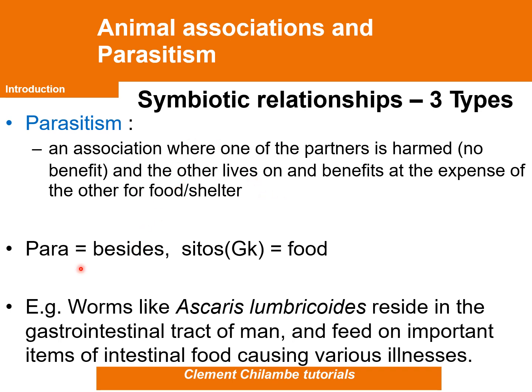And then we do have examples here under parasitism. We have worms like Ascaris lumbricoides. Yeah, this is an example that we've given here because it resides in the gastrointestinal tract of man and feeds on important items of intestinal food, causing various illnesses. So these are the forms of symbiotic relationships that we need to know and that we need to recognize.